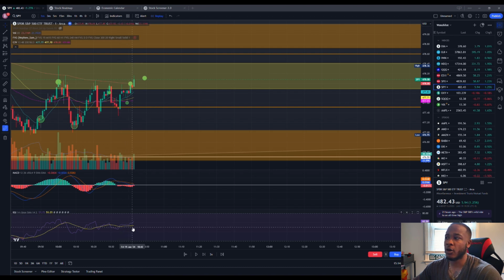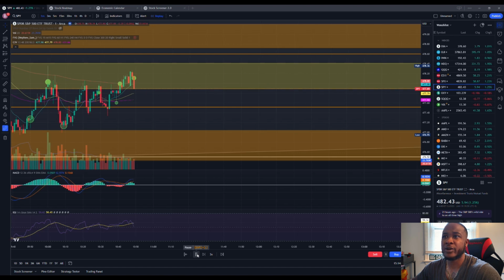Also, the RSI is now in the 53 to was actually 62.5. So this means that the bulls now have control. So right here, once we tap VWAP, I went long, and I was out of it very quickly.